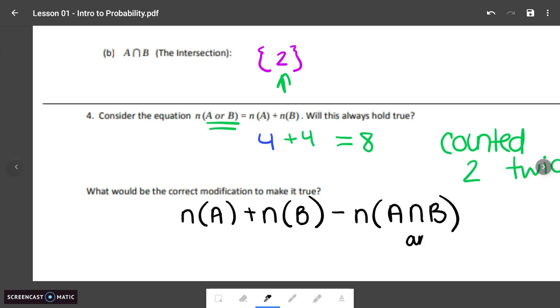Okay, and that's just that symbol for and. So you always have to subtract out the intersection so you don't count it more than once.